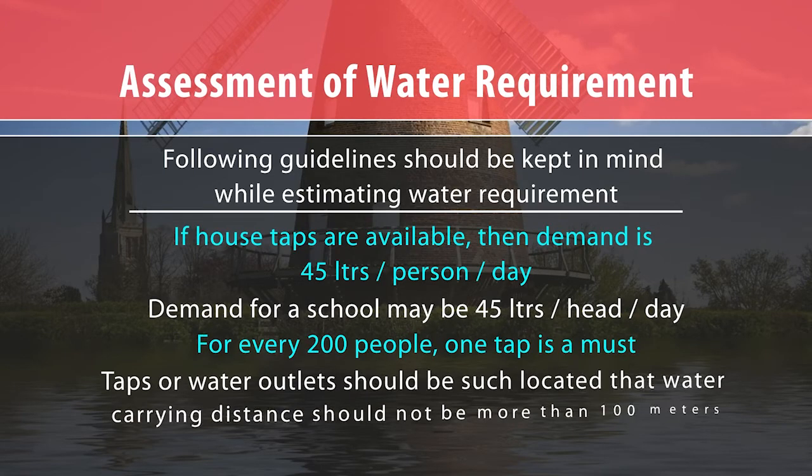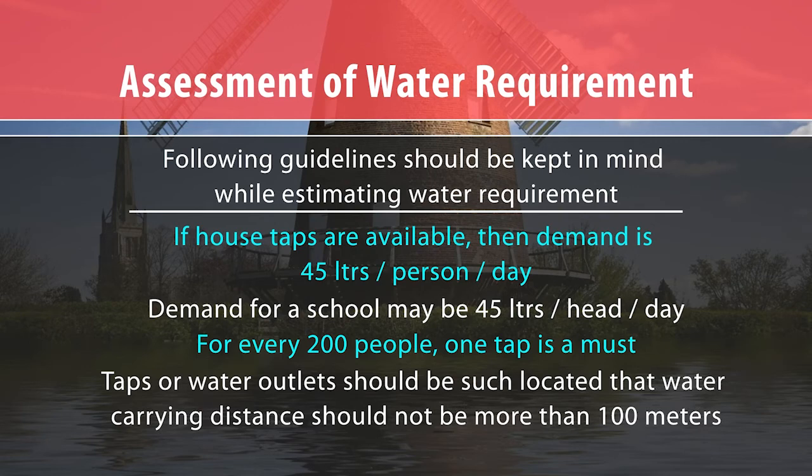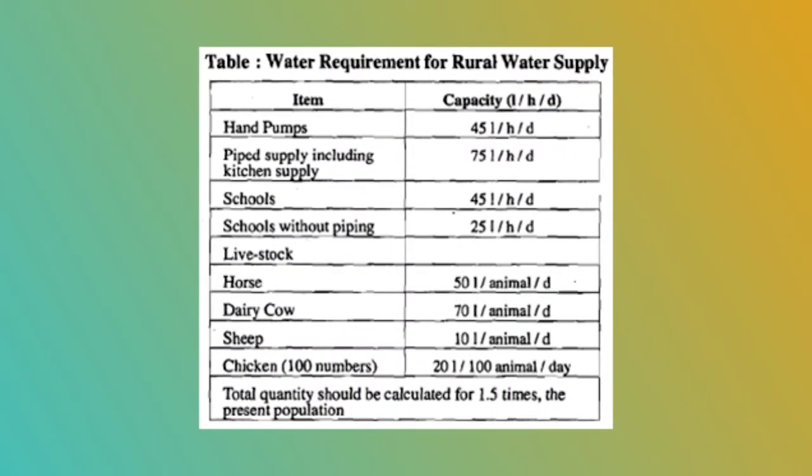Demand for a school may be 45 liters per head per day. For every 200 people, one tap is a must. Taps or water outlets should be located such that the water carrying distance should not be more than 100 meters. Here is the water requirement for rural water supply.